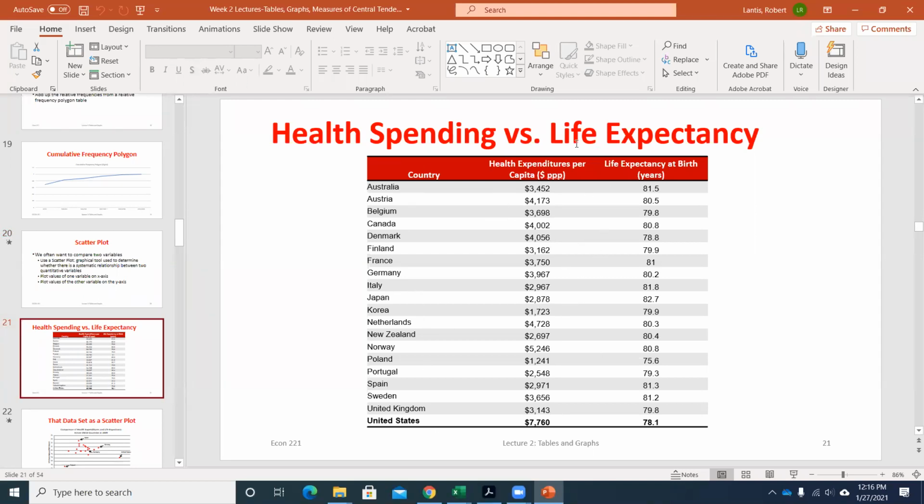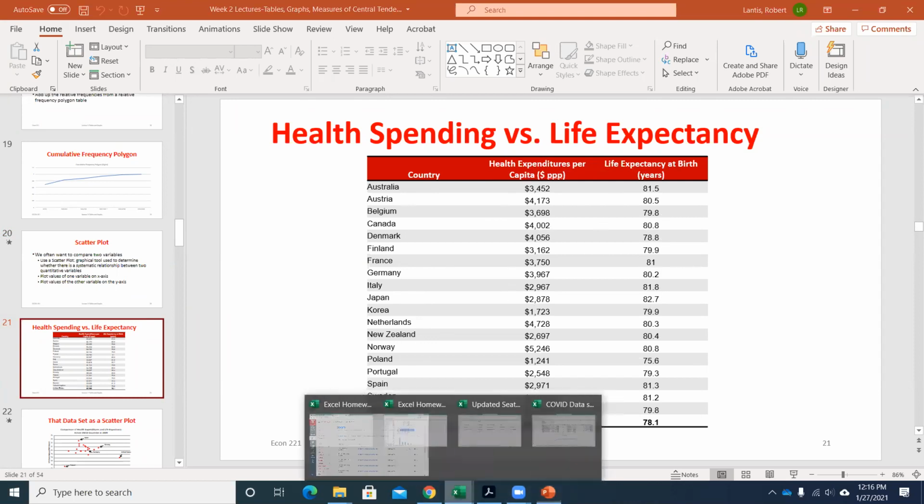It's got a bunch of different countries. It has how much they're spending on health and what their life expectancy is. So health expenditures per capita. What this is saying is, if per capita a country is spending more on its health, does that have any influence, or does it look like it's correlated with life expectancy?